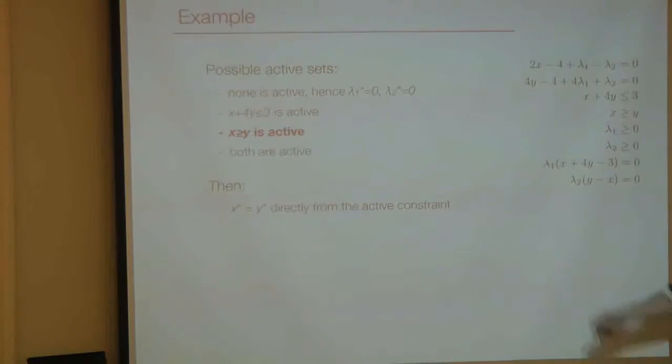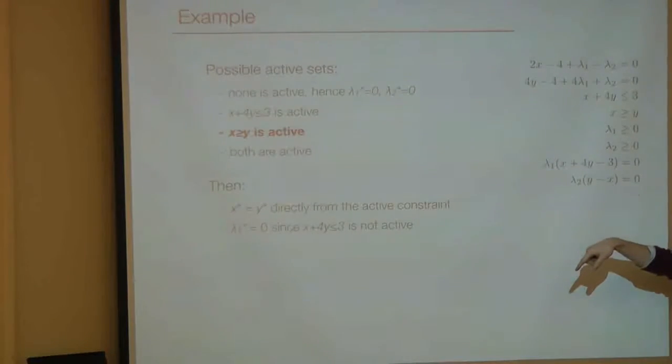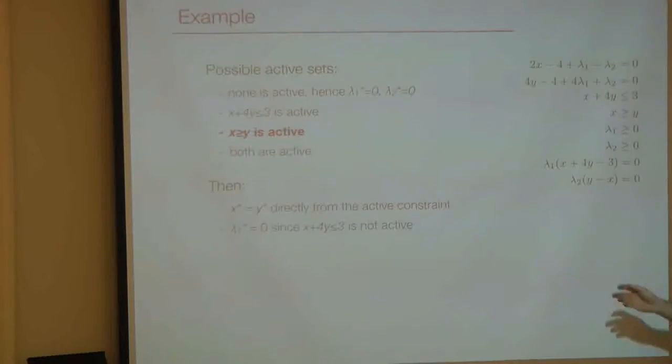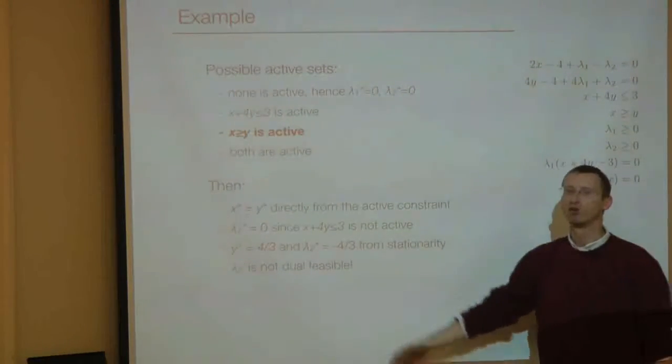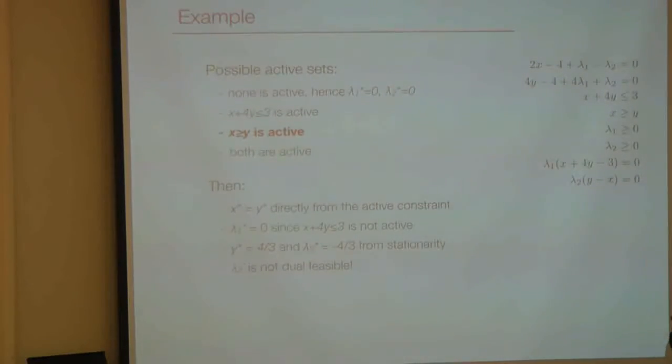Well, we know that this constraint is assumed to be active. Since the other one is not active, the corresponding lambda is for sure 0. We again solve a system of 3 equations: the first, the second one, and this one. 3 equalities in 3 unknowns give us this solution. Immediately we see that the lambda that we got is not dual feasible. This candidate cannot be the optimal point. Therefore, we go here.